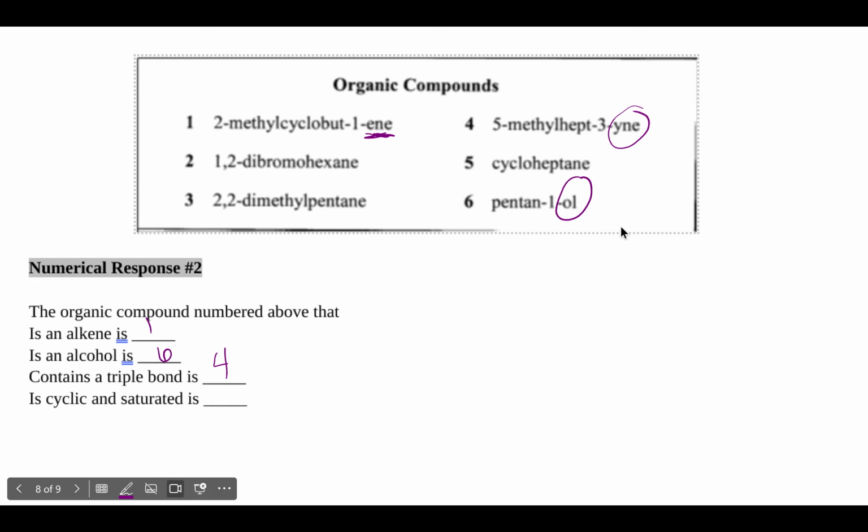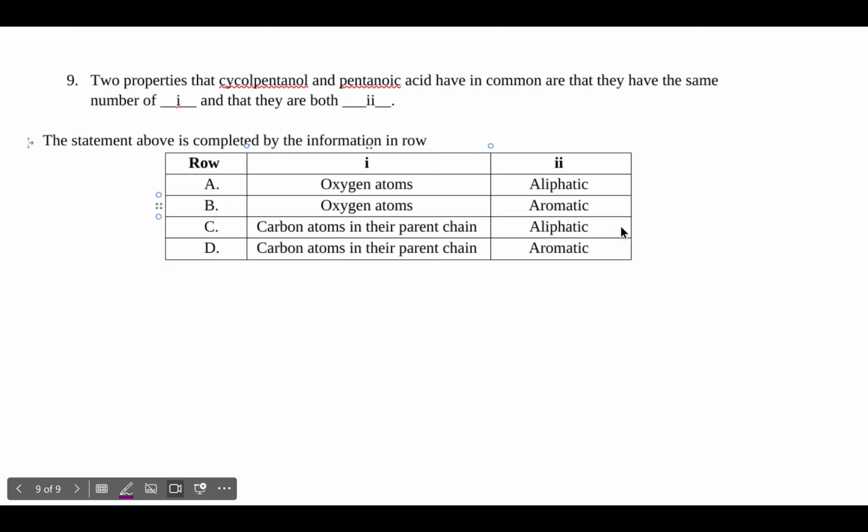And then saying cyclic and saturated. So cyclic means you have cyclo in the name. Saturated means you have to end in ane. So that would be number 5. Right, so if you went to pick number 1, it could work for being cyclic because you do see cyclo, but because of the ene, that means there are double bonds, which is not saturated. So 1, 6, 4, 5.